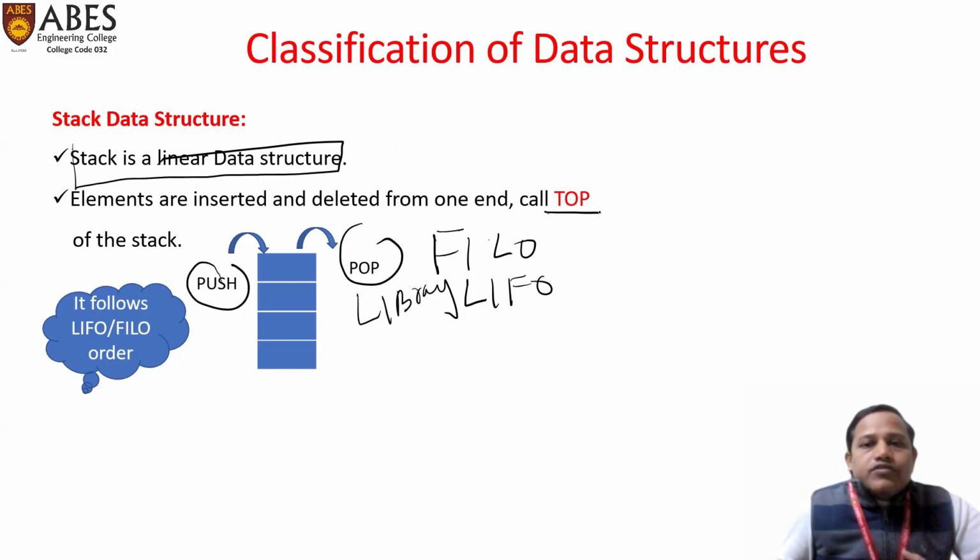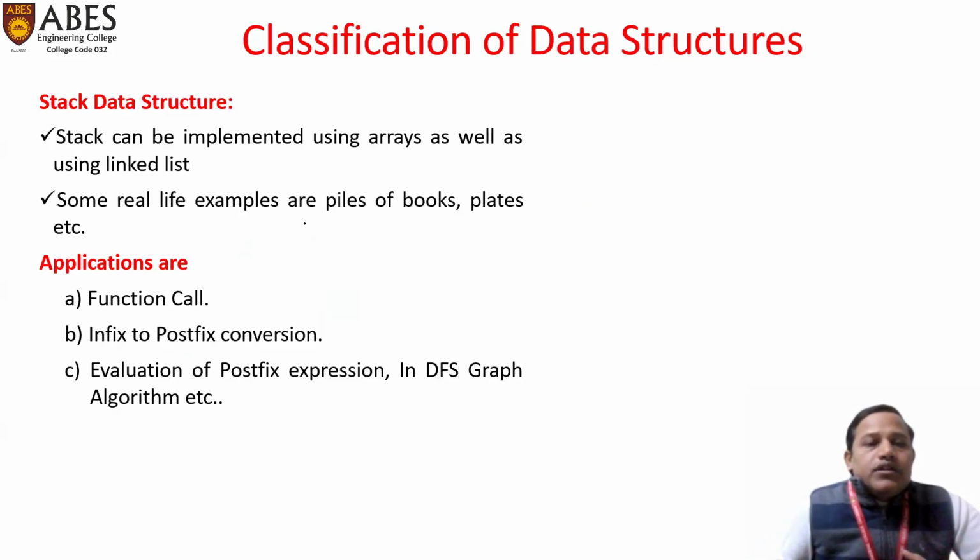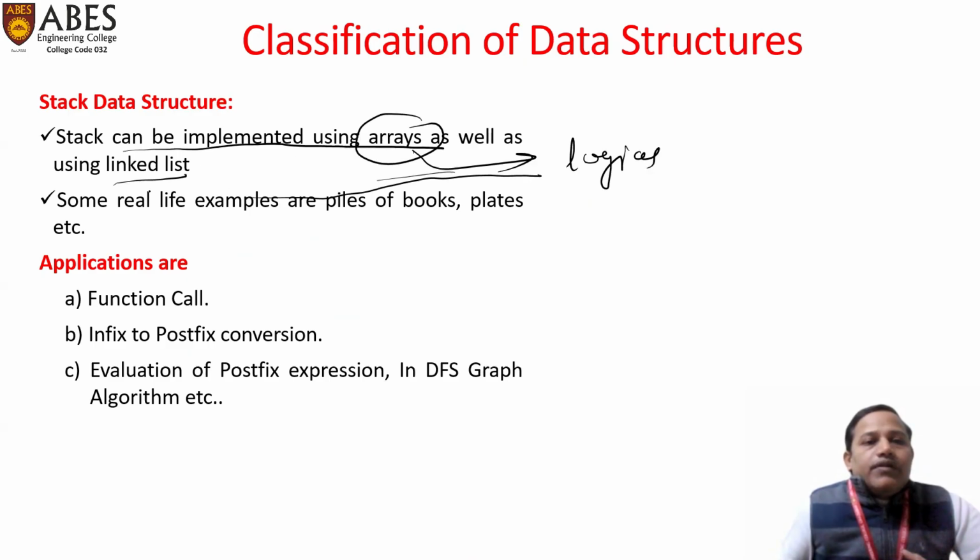And the operation is always done from the top. Either insertion or deletion, both are done on the top of the stack. Stack can be implemented using array as well as linked list. Basically, there are two types of data structure with which we implement it, and all the others are only logical data types which can be implemented with the help of either array or linked list. So, real life examples are piles of books, plates, etc.